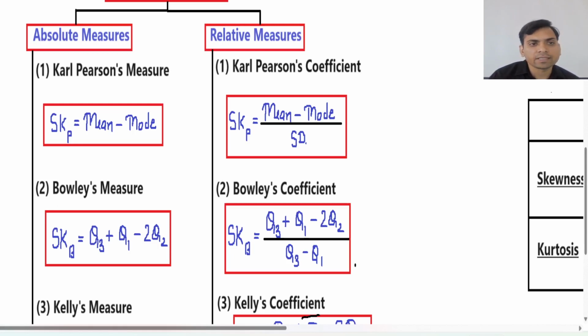And second is what? Bowley's measure. This is equal to Sk is equal to quartile third plus quartile first minus 2Q2. And this is also known as quartile measure of skewness. And this Q2 is also known as median. So we can replace this by median.